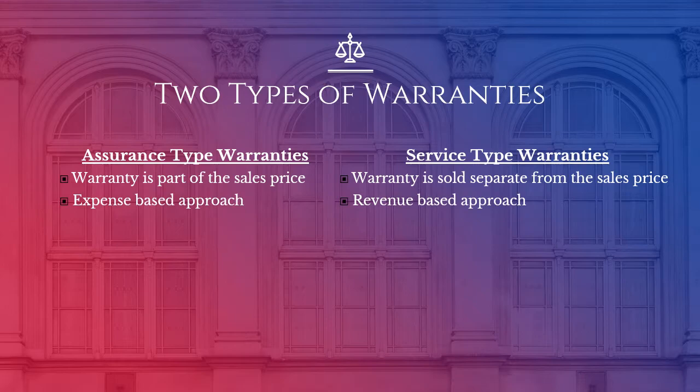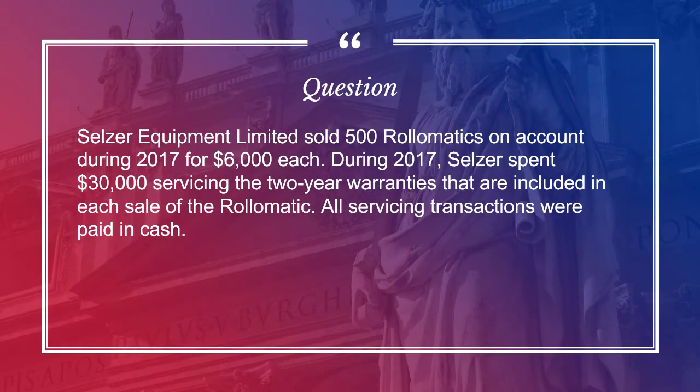The second type of warranty is called a service type warranty, and it's the type of warranty that is sold separate from the sales price, and it's accounted for using a revenue-based approach. So let's get to a question.